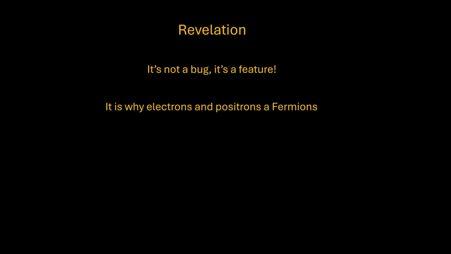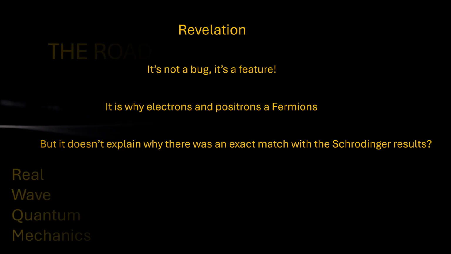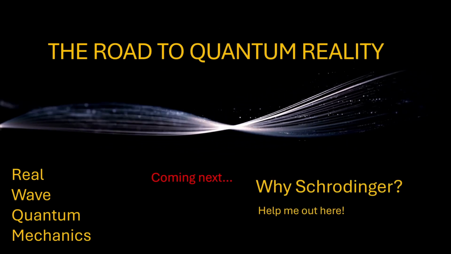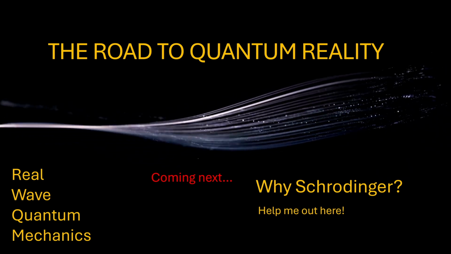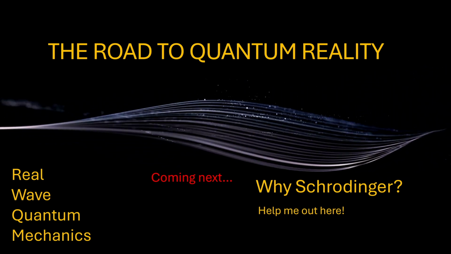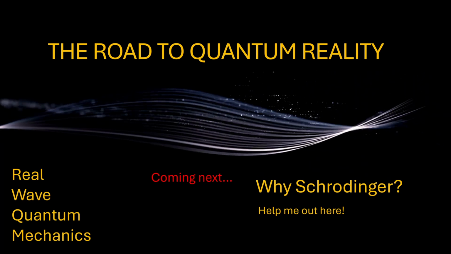But we still don't understand why we got a match with the Schrodinger results. I think this is enough excitement for one video, so we will carry on looking at this in the next video. If you are mathematically minded, be aware that in that video I might need a bit of help. Meanwhile, I will leave you with this picture of a three-dimensional structure calculated using real wave quantum mechanics.